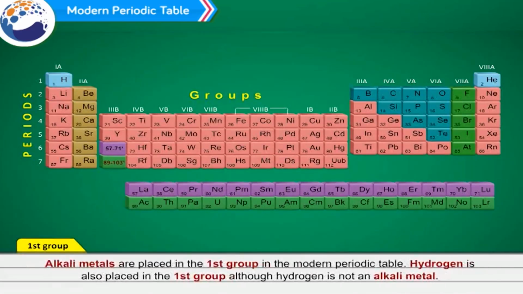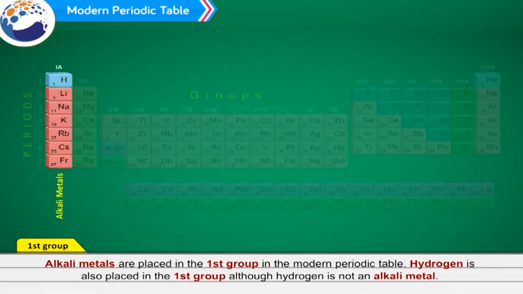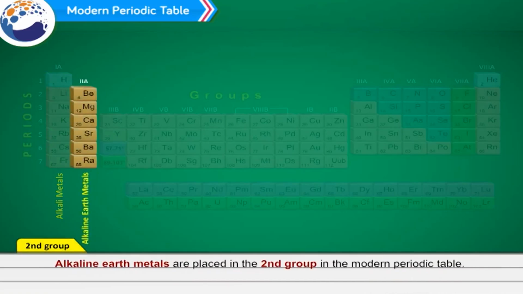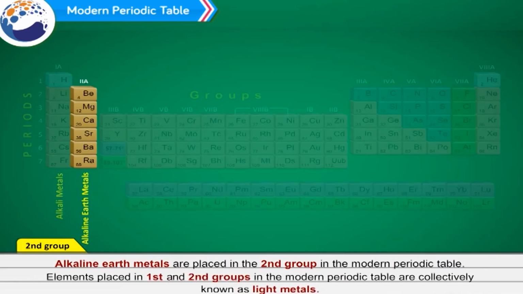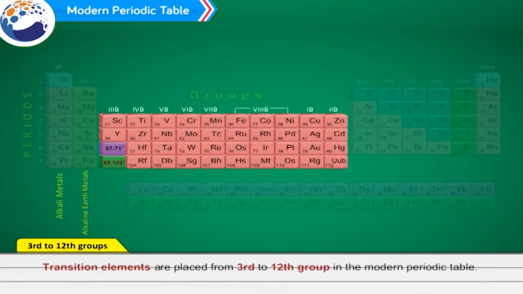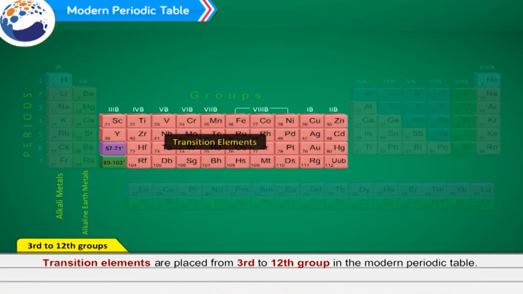First group. Alkali metals are placed in the first group in the modern periodic table. Hydrogen is also placed in the first group, although hydrogen is not an alkali metal. Second group. Alkaline earth metals are placed in the second group. Elements placed in the first and second groups are collectively known as light metals. Third to 12th group. Transition elements are placed from the third to the 12th group.